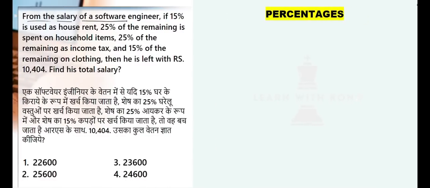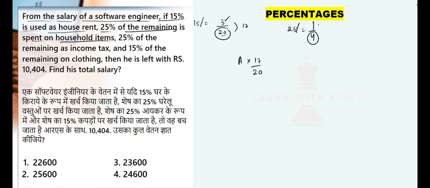From the salary of a software engineer, let the total salary be A. From this total salary, 15% is used as house rent. What is 15%? 15% is 3 by 20, right? If the total salary is 20 parts, he used 3 parts. So what is the remaining? 17 parts of 20 is left. So 17 by 20 is left. Out of this, 25% of the remaining is spent on household. 25% is how much? 1 by 4. Means in 4 parts, he spent 1 part, he will be left with 3 parts, right? So he is left with 3 by 4.